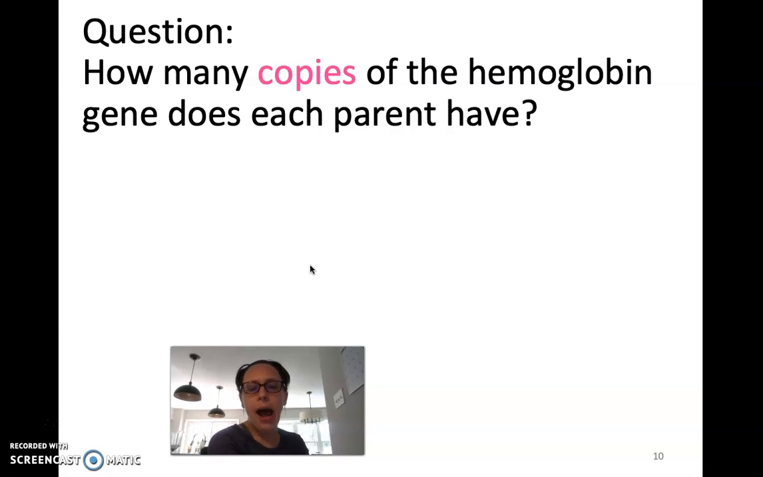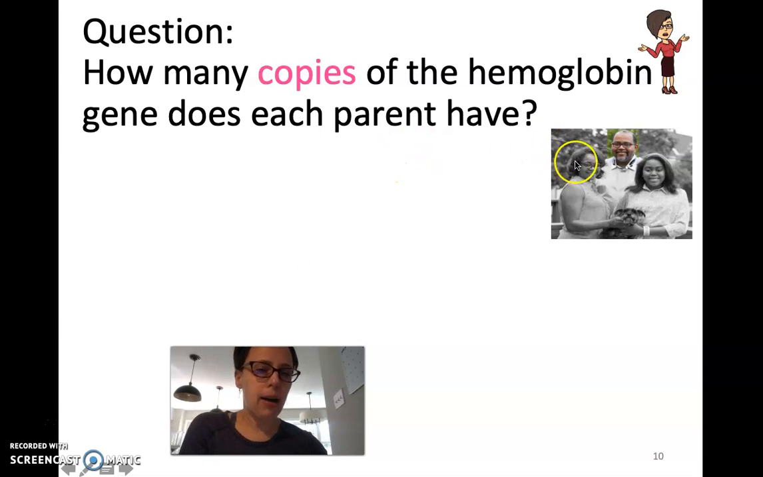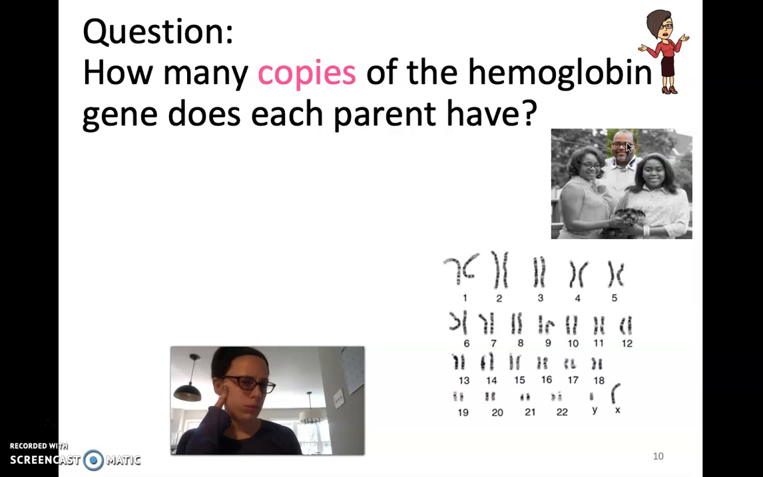Okay, now, how many copies of the hemoglobin gene does each parent have? Who knows? So here's mom and here's dad, and we'll just focus on dad for a minute. How many copies of the hemoglobin gene does he have? Do you know? Here's his karyotype. So hopefully by this point, you have answered that he has 2 copies of the hemoglobin gene because he has 2 chromosome 11s, and chromosome 11 carries the genetic information for making hemoglobin.